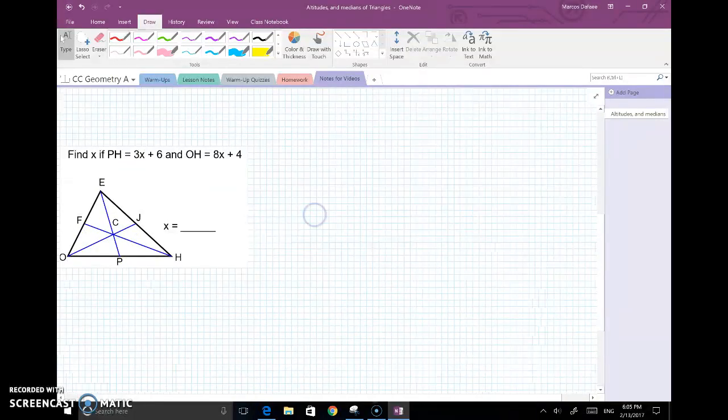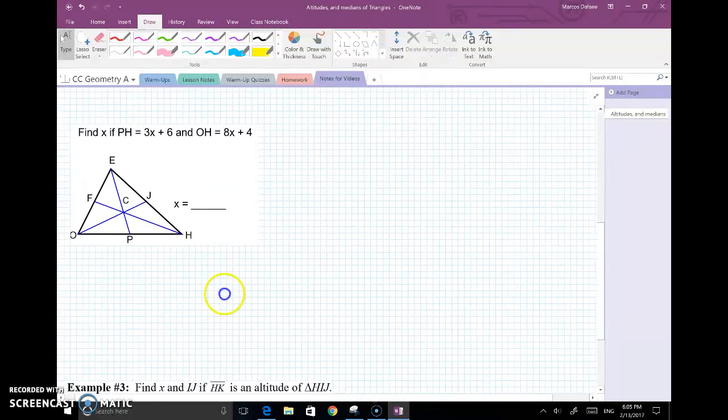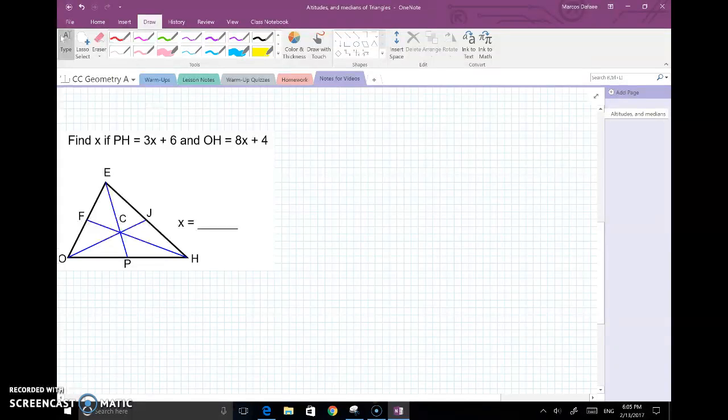I have about 5 minutes left, and I'm going to try to do this one in that time, but a little faster. So here's our second example. In the second example, again, I need to find the value of x.